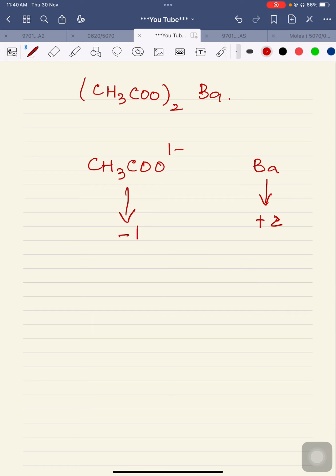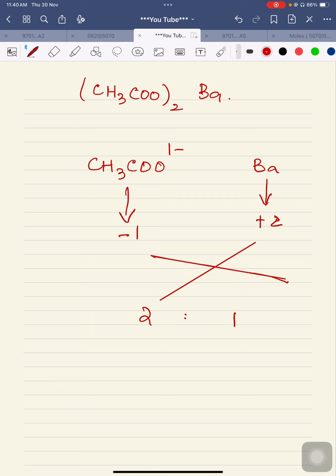And what will be the cross multiplication? Look here right now. It will be 2 here and 1 here. I have told you that whenever a radical has to come more than one time as part of a formula, it has to be enclosed in brackets. As it has to come two times, what will the formula be? It will be like this: CH3COO, the whole thing in brackets, with 2 as a subscript. Subscript means it is at the bottom. So 2 as a subscript, and Ba is written with this. This is how we get the name barium ethanoate, okay.